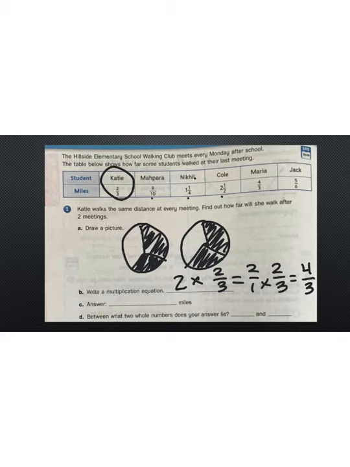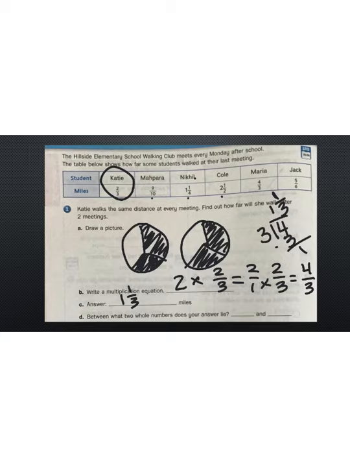Let's go ahead and take that and turn that into a mixed number for part C, okay? So 4 divided by 3. So 4/3 is the same thing as 1 1/3. So 1 1/3 of a mile.